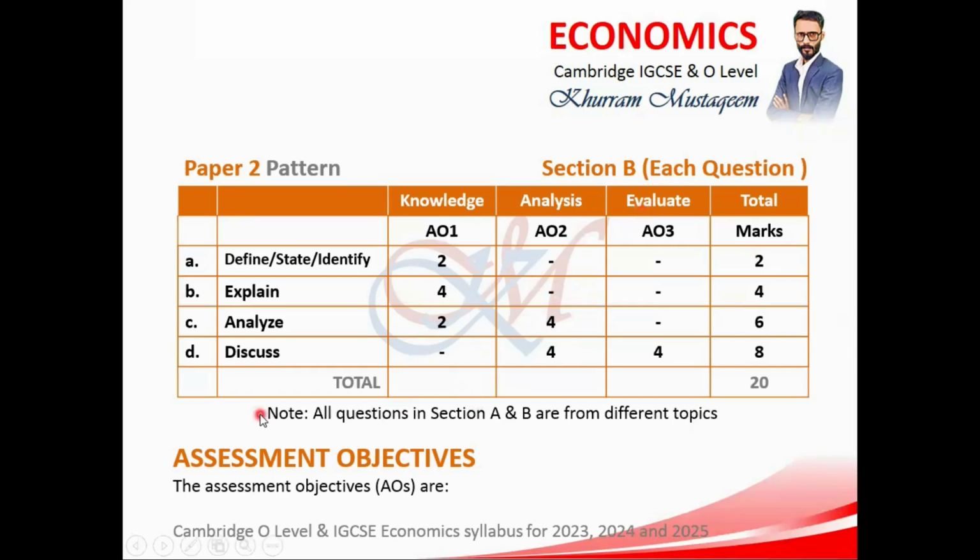And the last thing, note, all questions in section A and section B are from different topics. For example, define may be a question from the chapter of demand. Explain may be a question from the chapter of inflation. Analyze may be from elasticity of demand. And discuss may be from production. It means in every question, whether it is from section A or section B, and every part of section A and every part of section B, all questions come from different topics.